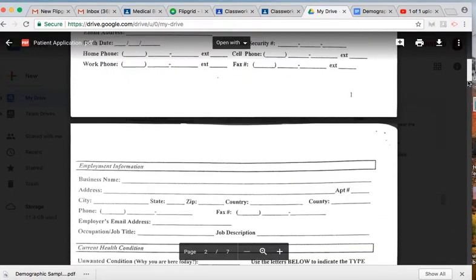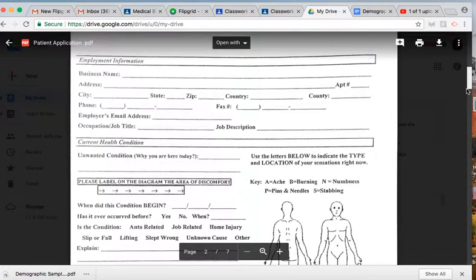Employment information. You may not have the address. You could just put what they do. The unwanted condition of why you are here today, that is the chief complaint. That is where you would put that information.